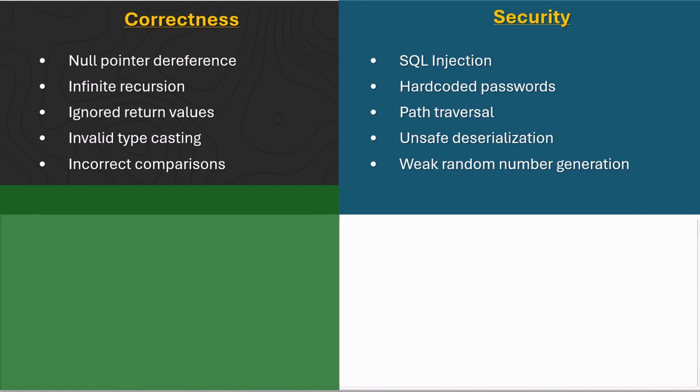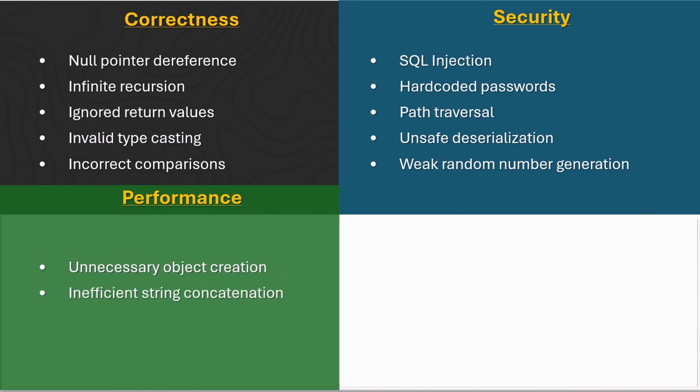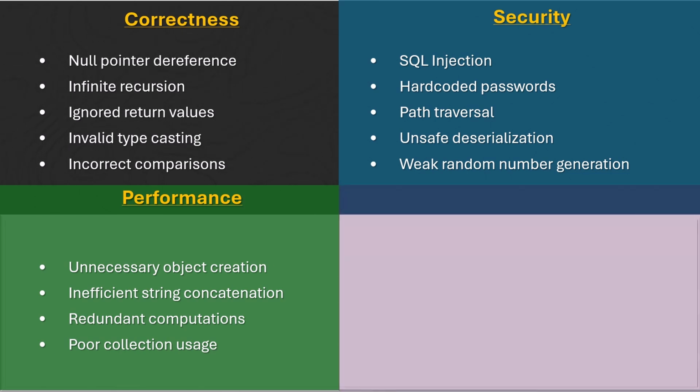Then we have the performance category that finds inefficient code that wastes the resources and slows down the application execution. Number one is unnecessary object creation, so creating objects that are not needed. Inefficient string concatenation, building strings in a slow or resource intensive way. Redundant computation, repeating the calculations that could be reused. Poor collection usage, using data structures inefficiently for the task.